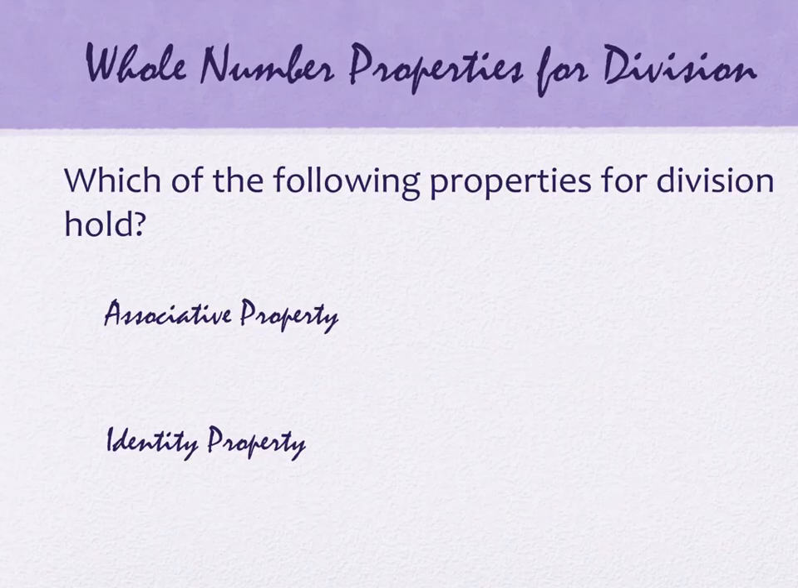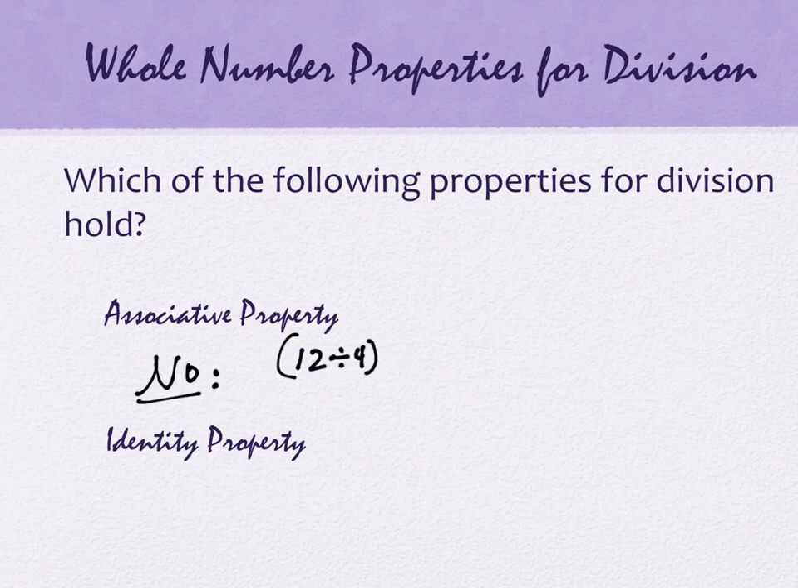How about associative? I'm going to do associative because it's a little tricky sometimes to get it all to line up the way we want. It's going to fail as well. So here's an example. If we did 12 divided by 4, and then we divide that by 2. So what is 12 divided by 4? 3. And 3 divided by 2, well, it'd be 1.5.